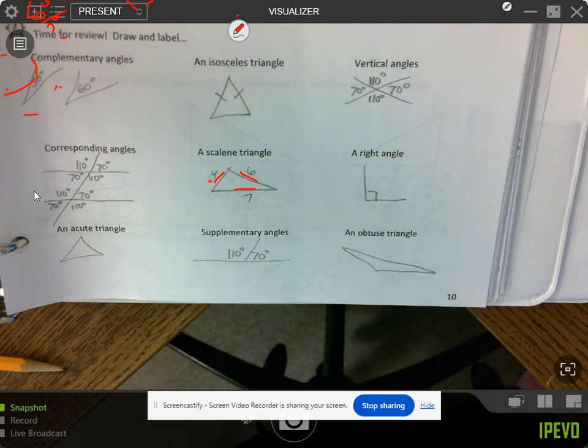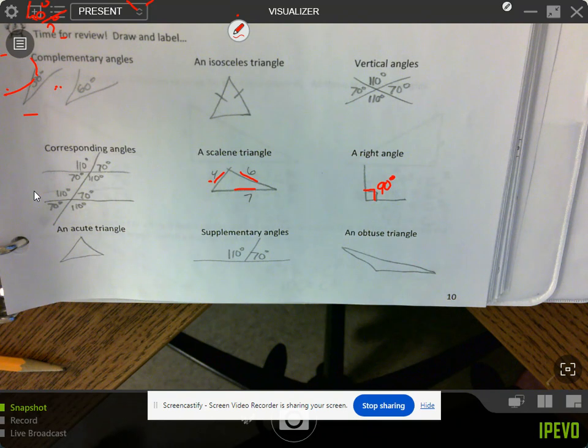A right angle, you could have put the little box, you could have put 90 degrees. It has to look like a right angle. You can't draw that and call that 90 degrees. It has to look like it's that right angle. Either the box or the 90 degrees tells me you know it's right.